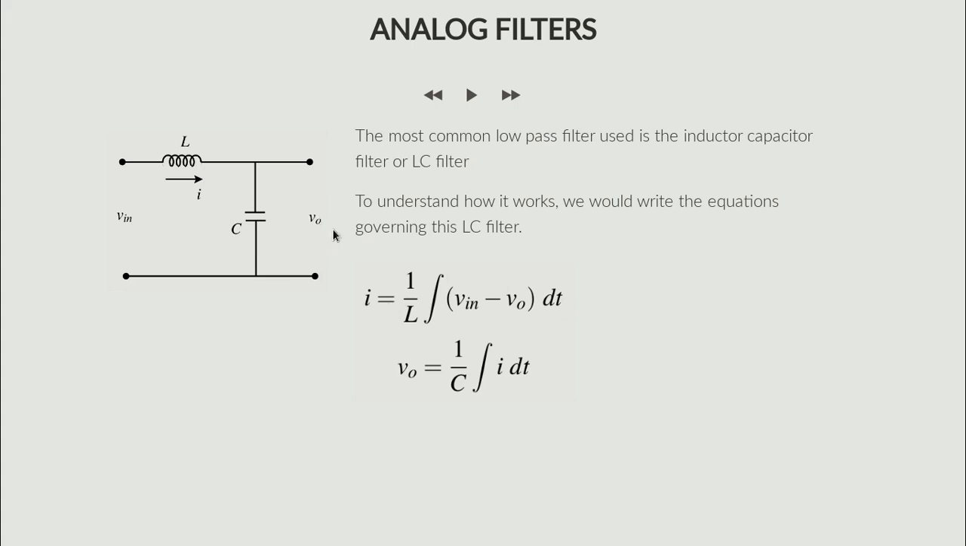The output voltage, which is the voltage across the capacitor, has an integral relationship with the current through it. This current is going to flow through this capacitor, assuming of course we don't have an output. If we have an output, there will be some current flowing there as well, but this is the integral relationship. So the output voltage is an integral of the current. Now let's continue.